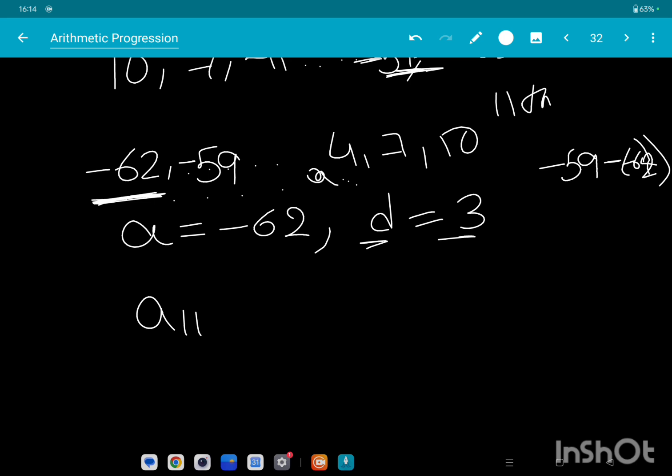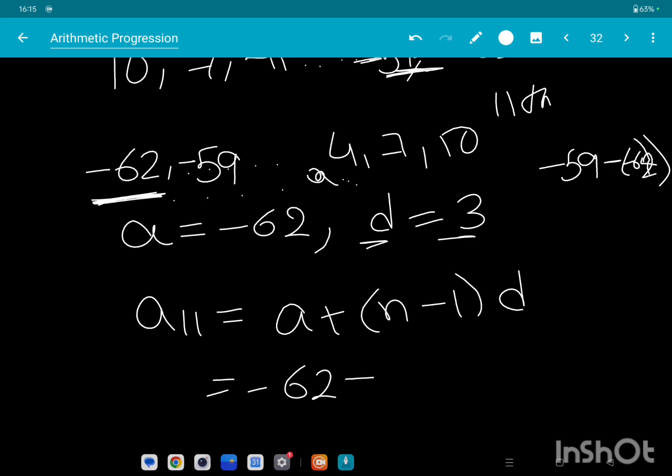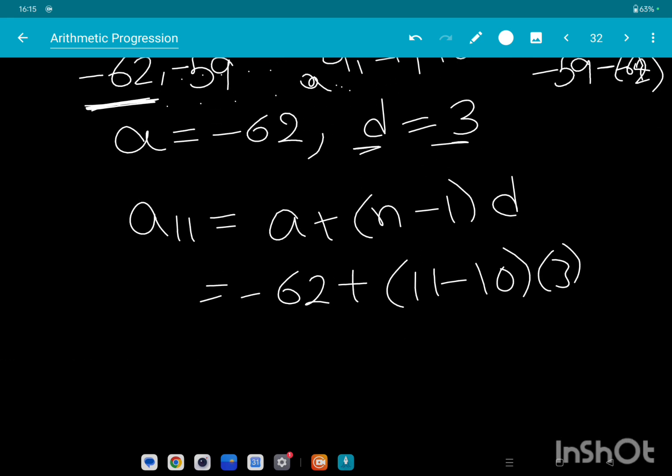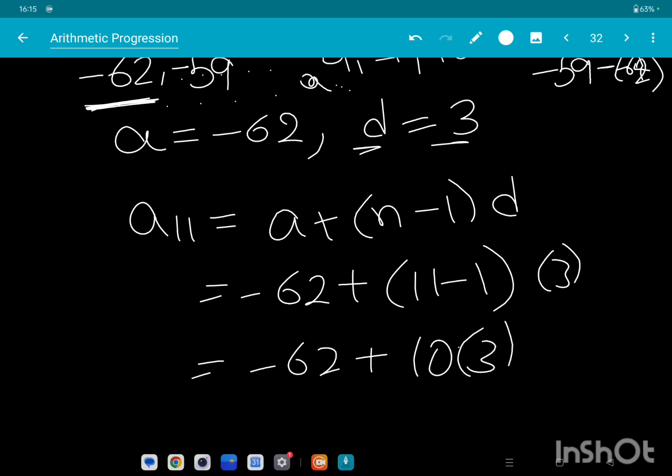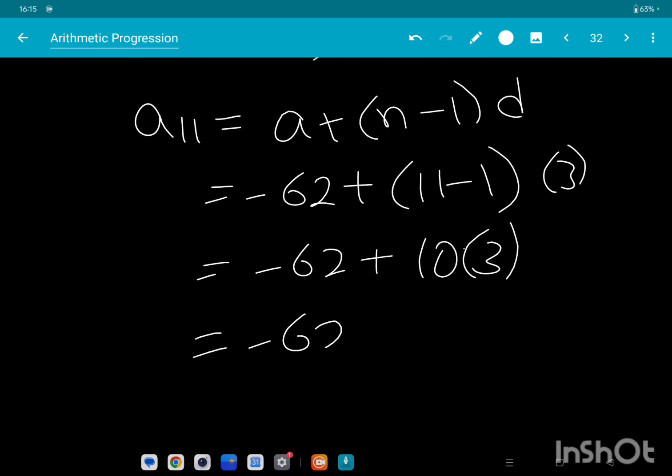A11 is equal to A plus (n minus 1) into D. Here what is the A value? Minus 62 plus (n means 11 minus 1) into 3. So 11 minus 1 means 10, into 3, which is minus 62 plus 30, minus 32.